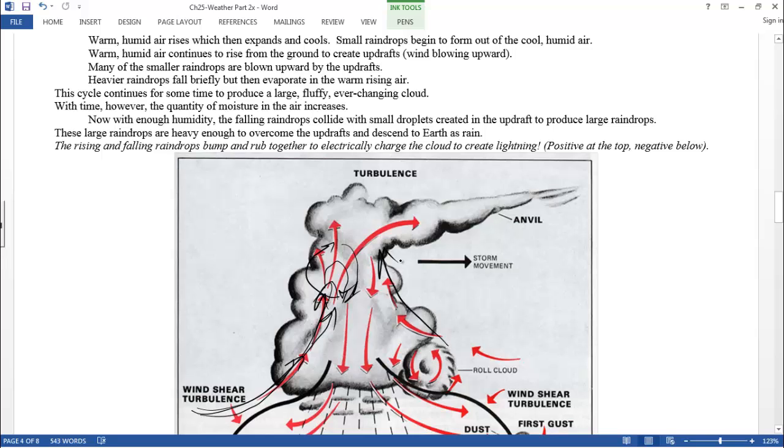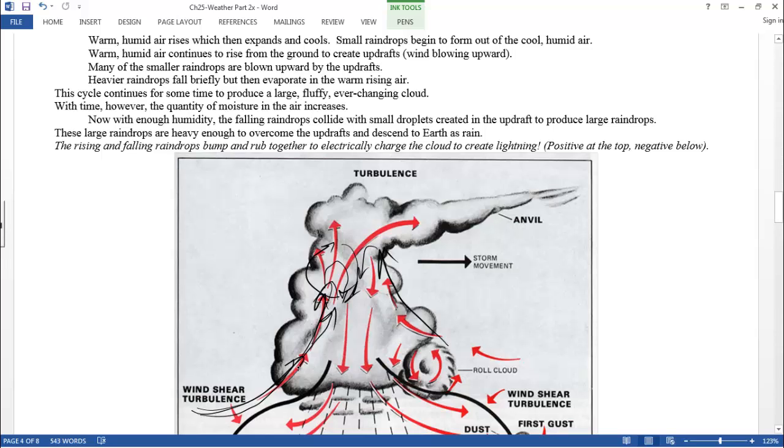It's going to expand and condense and form tiny little droplets, and those droplets will fall, but they'll be carried upward by the updrafts, and they'll also evaporate in this warmer air. And the cycle just keeps continuing until the cloud builds up in mass.